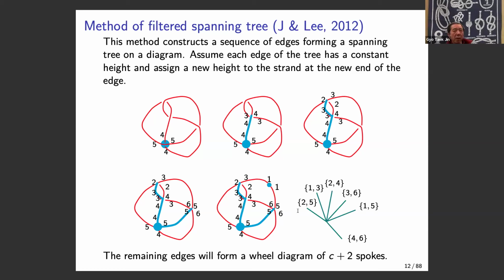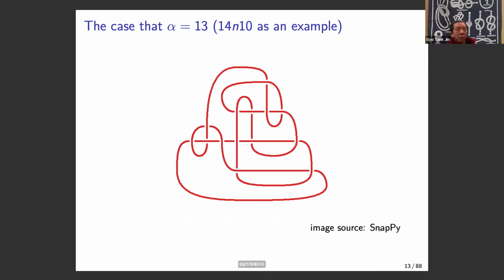So the remaining edges will form a wheel diagram of C+2 spokes. So these sticks will be called spokes. Okay, so here's the case of arc index 13. So both methods will give 16 arcs, but we have to reduce it by 3.